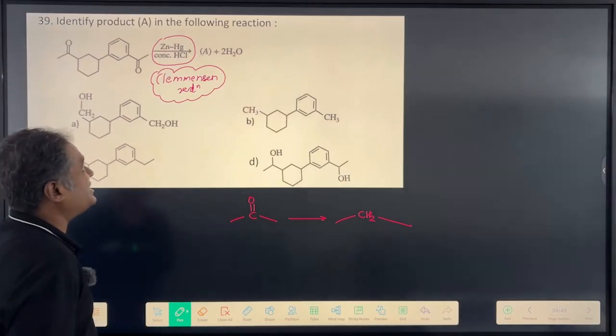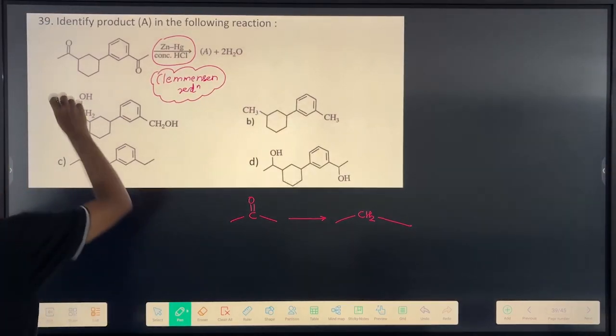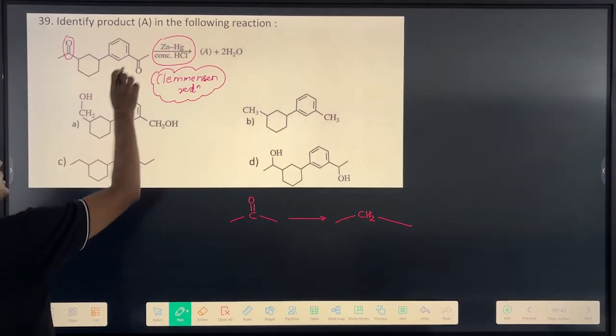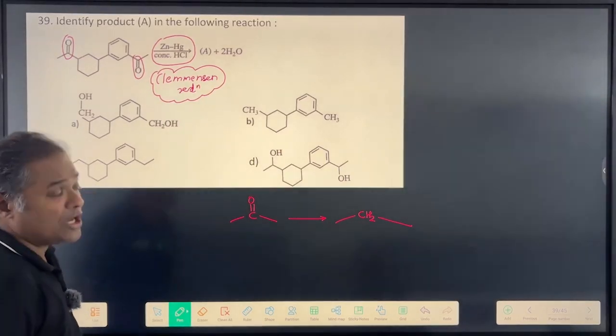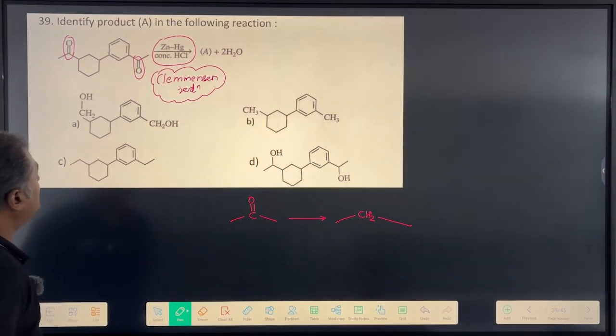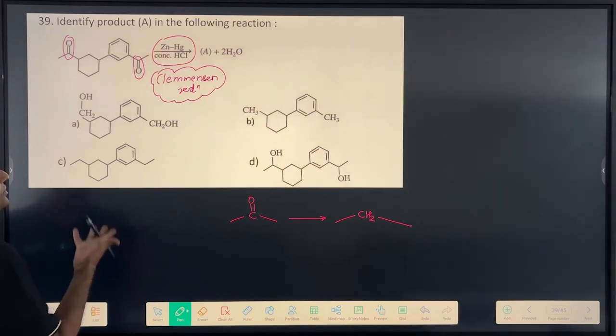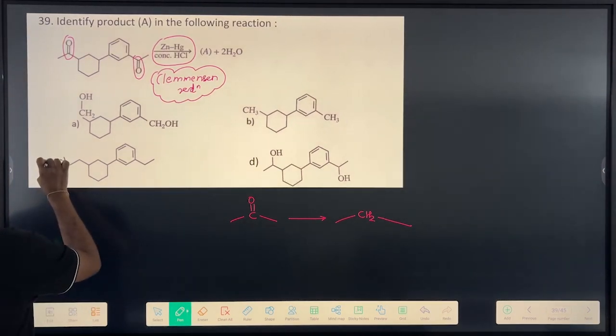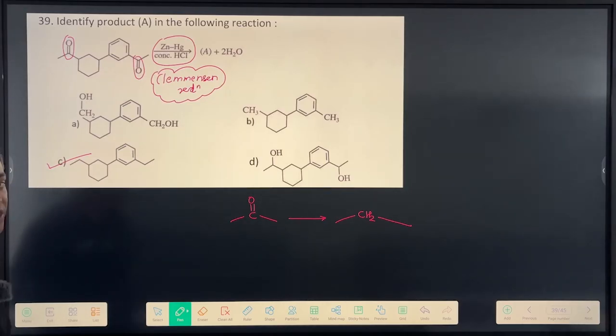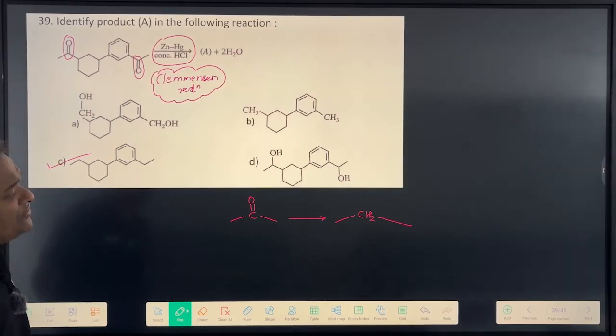what is Clemmensen reduction. Now here if you see, here also there is a carbonyl group, and here also there is a carbonyl group. So both the groups have to be changed to CH2 group. So as per our example, the answer you will get is nothing but option C. Is it clear, child? Confirm. Let's proceed with the next question.